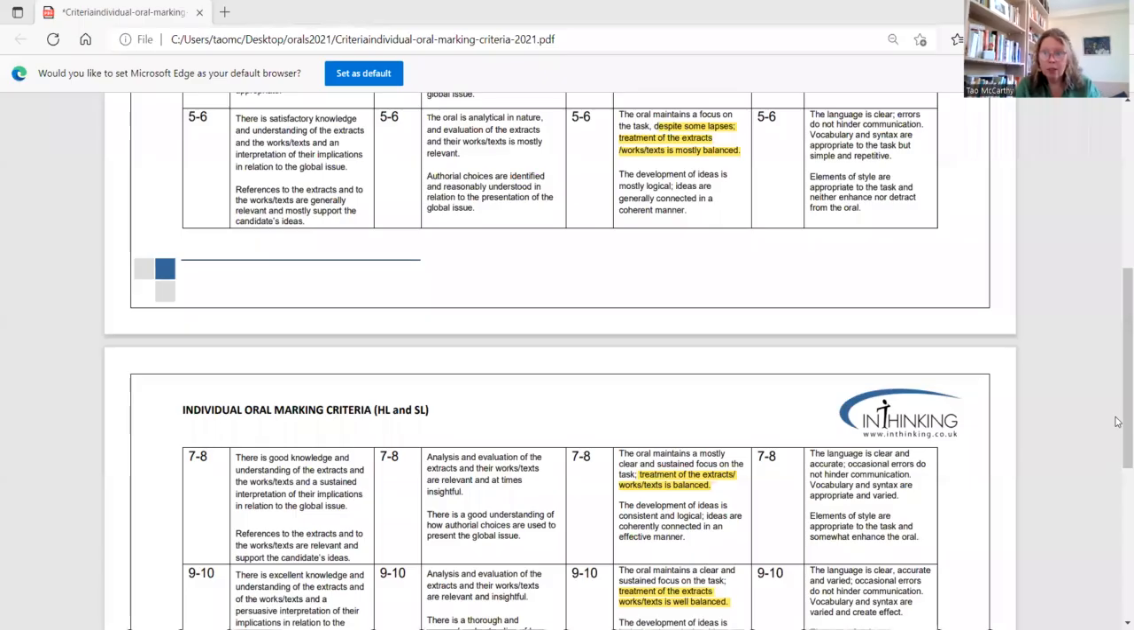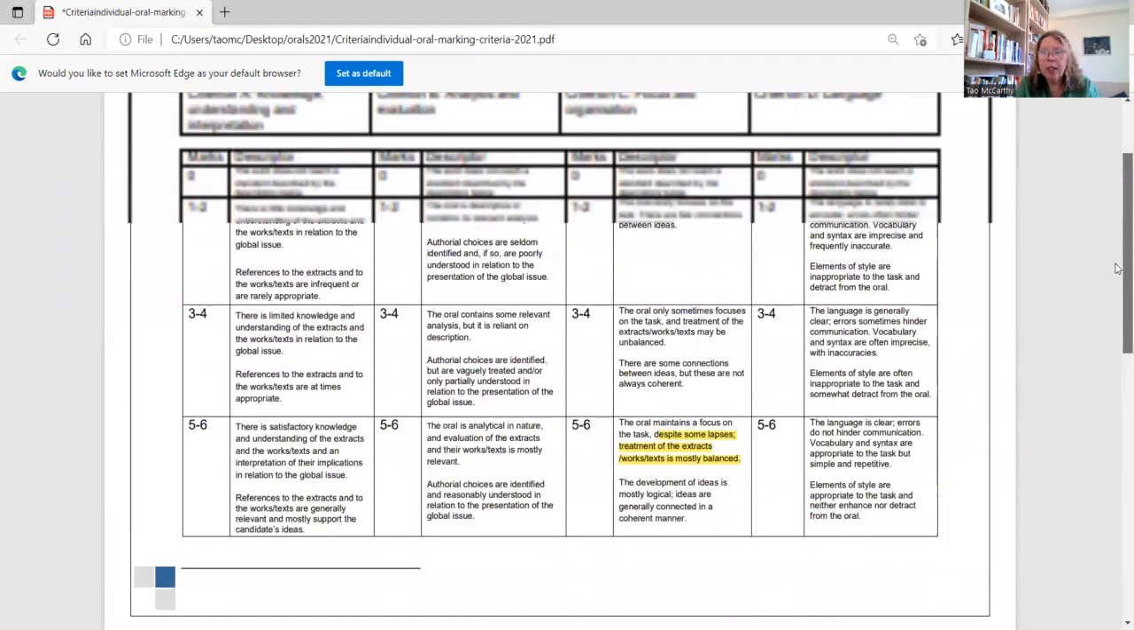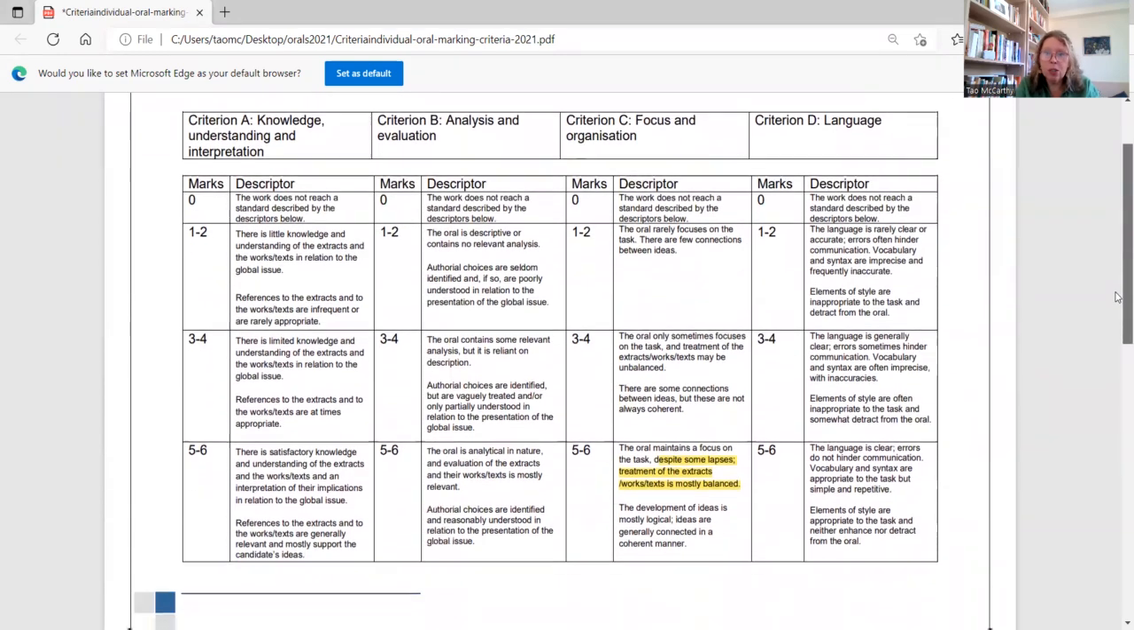The fundamentally important aspect of your choice is, one, that it needs to be logical and coherent, and two, that it needs to be balanced. So I'm going to just share my screen for a second, and I want to show you the criteria for criteria C because it's so important. So if you look here, we're looking at a summary of the criteria from InThinking, which is a great website, by the way, that I'm sure many of your teachers use.